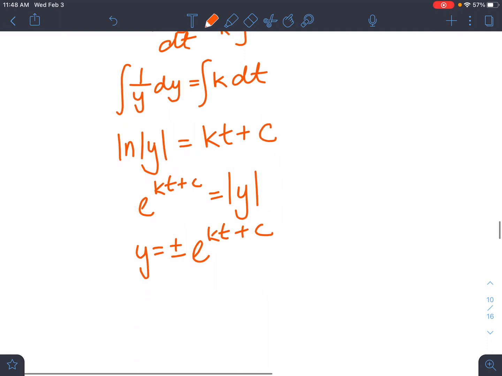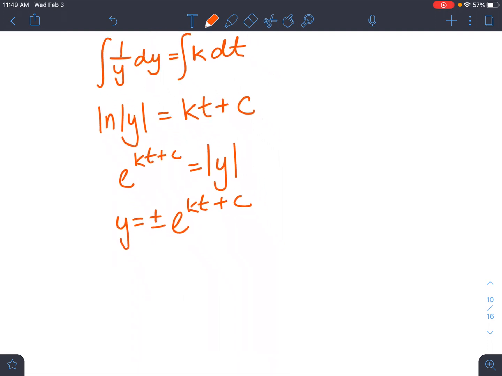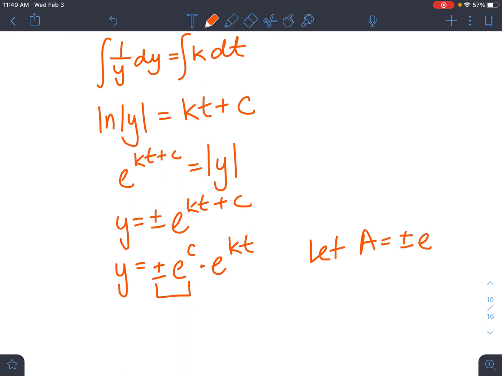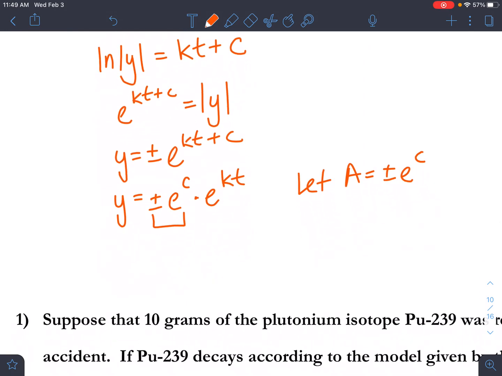The main thing I will tell you is this is typically rewritten a little bit differently. If we rewrote this as plus or minus e to the C times e to the kt, exactly the same thing, you'll see it written sometimes where it will say let A equal plus or minus e to the C. C is some made up constant, and e is a number, so this is just representing some other constant. So we can just use the letter A or whatever letter you choose. So we've got this equation, A e to the kt.